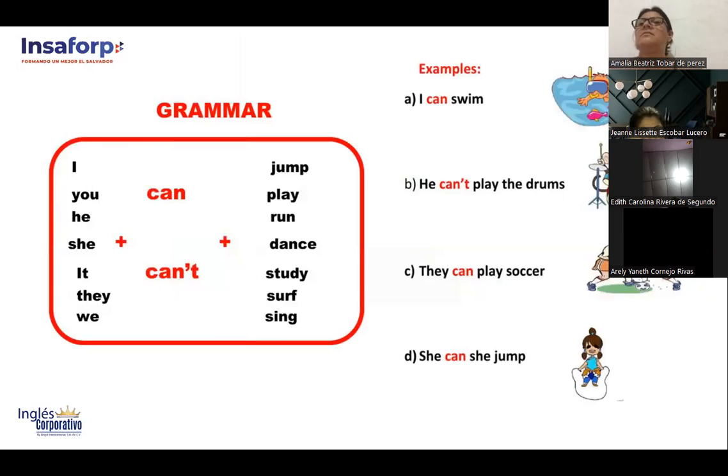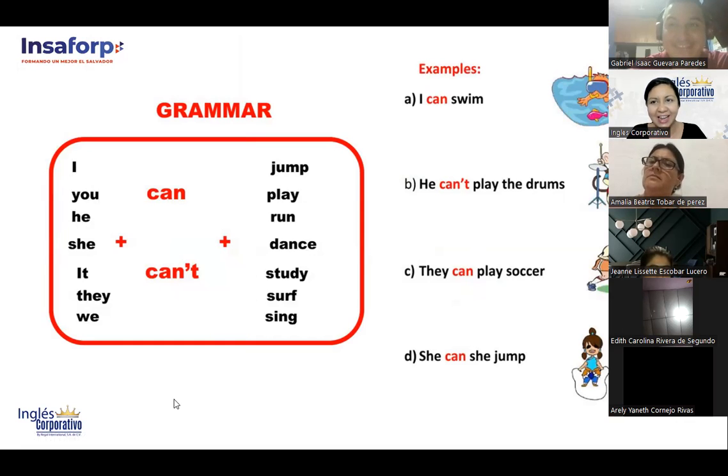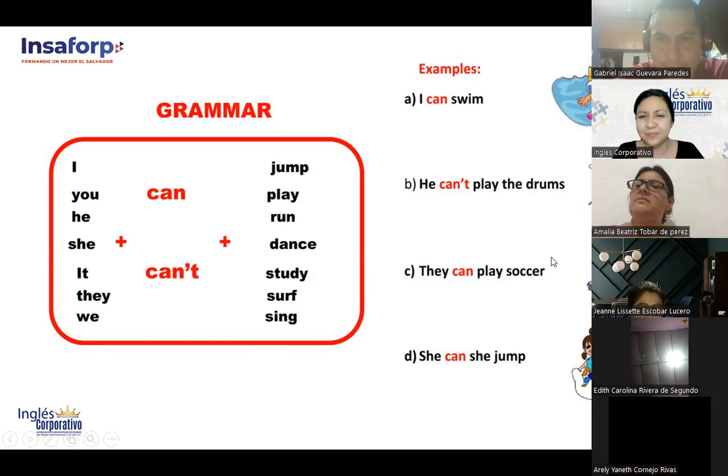In the next slide, we have more examples. We have different abilities like jump, play, run, dance, study, surf, and sing. Examples: I can swim. I cannot swim. I can't swim. I never learned to swim, so I don't have that talent. I don't have that ability. And he can't play the drums. They can play soccer. My husband can play soccer very well. I can't play soccer. I'm not good at sports. And she can, oh, there is a mistake here, but she can jump. I cannot jump the rope. I never learned to do it. I never learned to jump the rope.